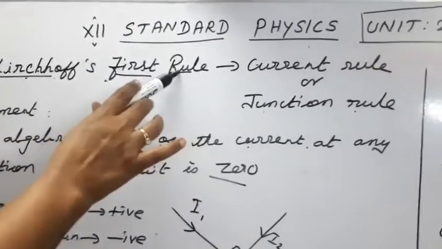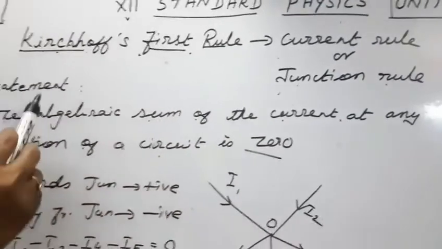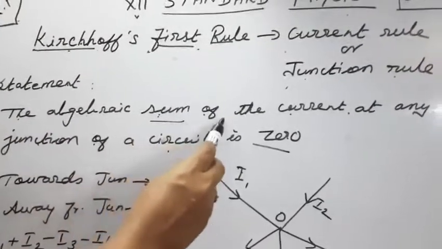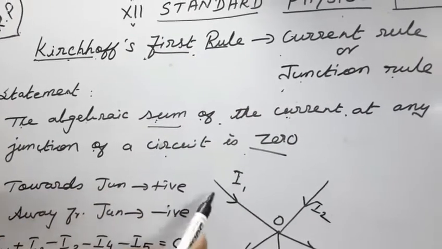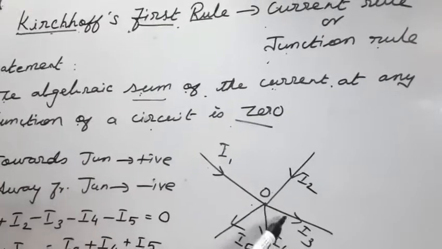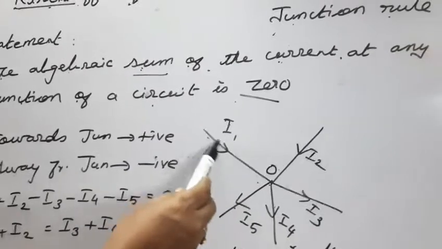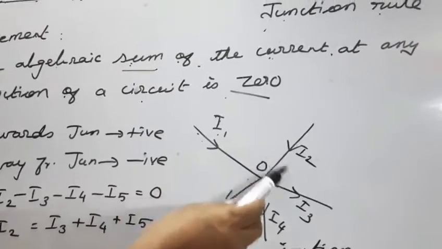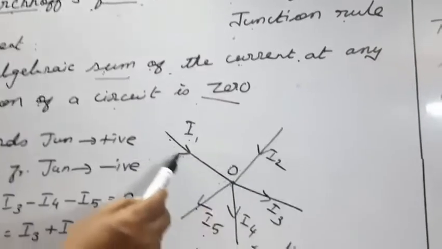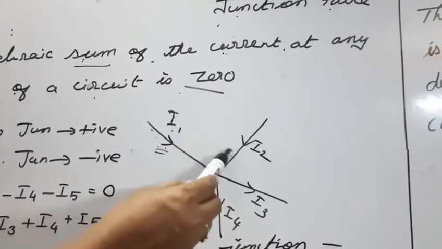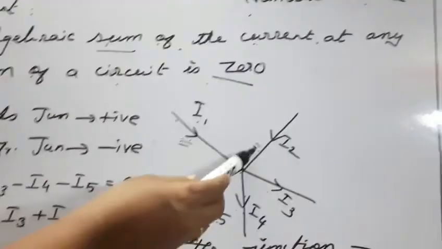The other name of first rule is current rule or junction rule. The rule states that the algebraic sum of the current at any junction of the circuit is 0. Suppose you take 5 branches of current meeting at center O. The current values we have to take are I1, I2, I3, I4 and I5. I1, I2 are currents passing towards the center and I3, I4, I5 are away from the center, which is denoted by the arrow mark.